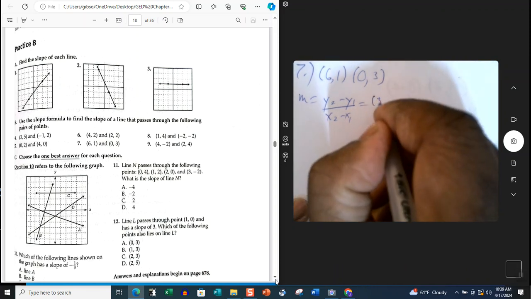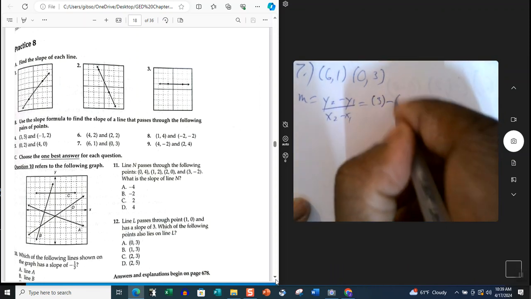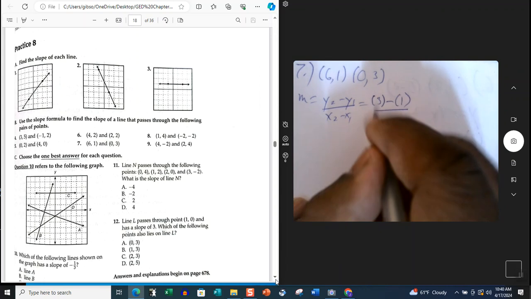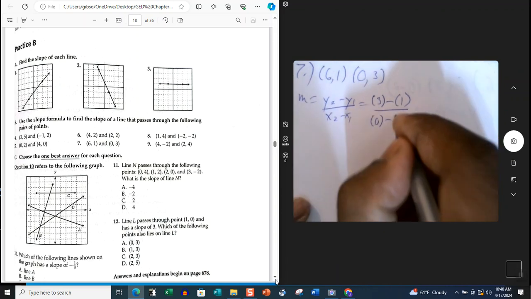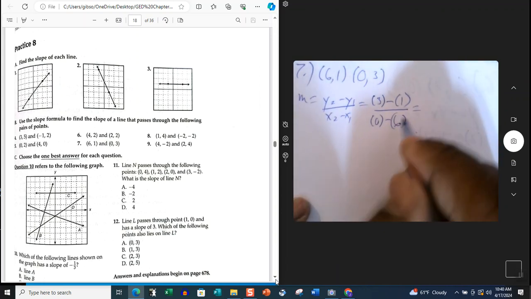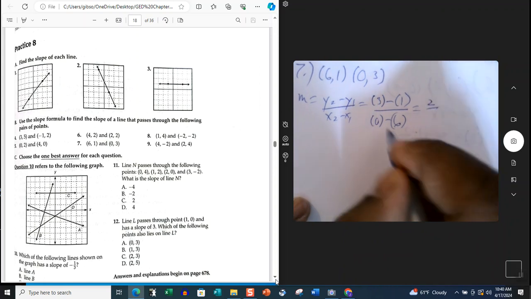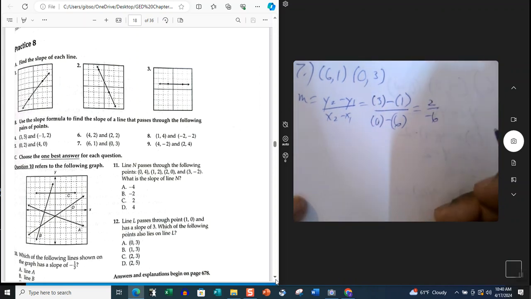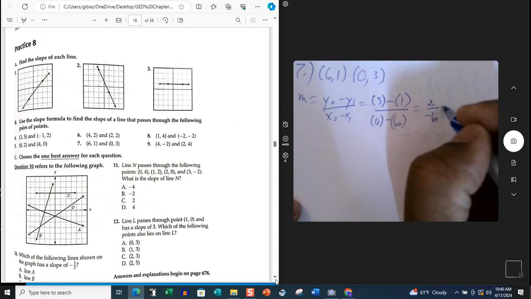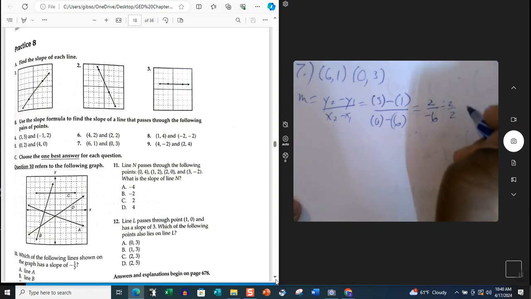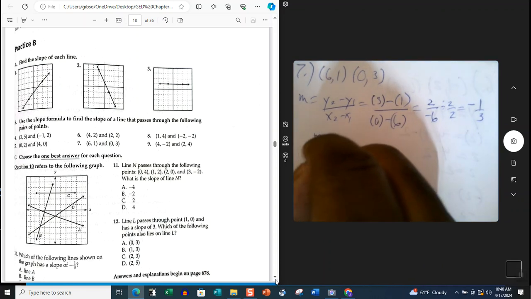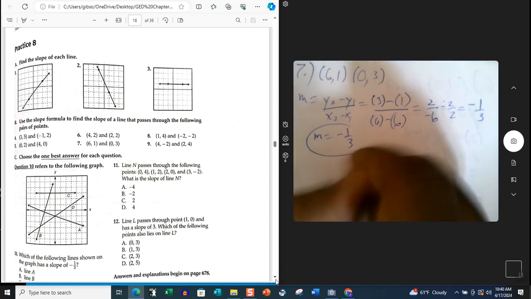Y sub 2 is 3, minus y sub 1 is 1. X sub 2 is 0, minus x sub 1 is 6. 3 minus 1 is 2. 0 minus 6 is negative 6. Now we could divide both of these by 2, and this will give us negative 1/3. So your slope is negative 1/3.